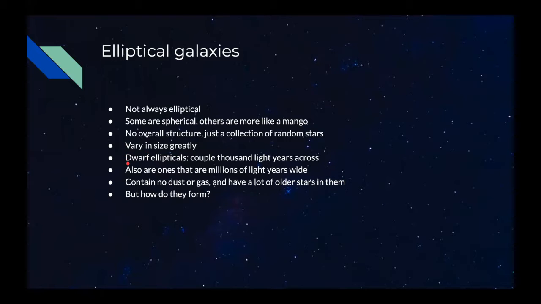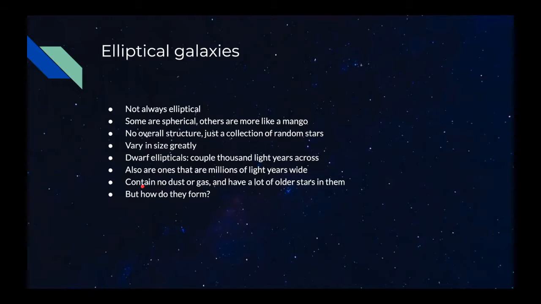And then you have dwarf ellipticals. These are only a couple thousand light years across. To put that into context, that's less than 1% the size of the Milky Way, our galaxy. And yeah, you can have ones that are 100 to 200 times bigger.